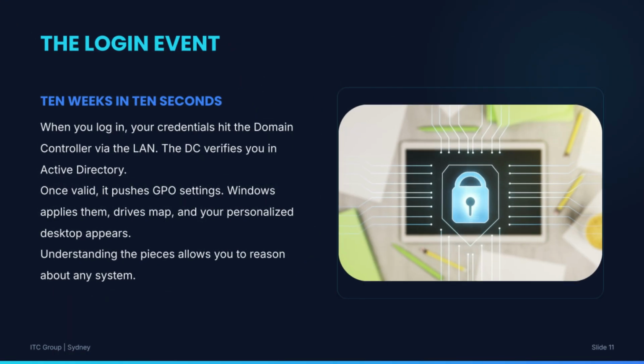You walked us through what actually happens when a student logs into a school computer. Every step. The credentials go to the domain controller over the LAN, the DC checks Active Directory. If valid, it authenticates the user and sends group policy settings. Windows applies them. Network drives map. Software restrictions activate. Personalized desktop appears. All in under 10 seconds. 10 weeks of knowledge all flowing together in one login event. That's the point of building understanding rather than just memorizing facts. When you see how the pieces connect, you can reason about systems you've never seen before.